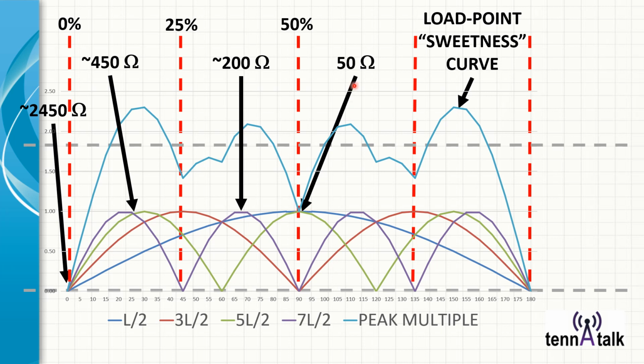Notice again that the middle is 50 ohms, and that's where we would normally feed it. However, if we want to operate on other bands, we could operate that same antenna fed at the center with a 50 ohm impedance on 15 meters.